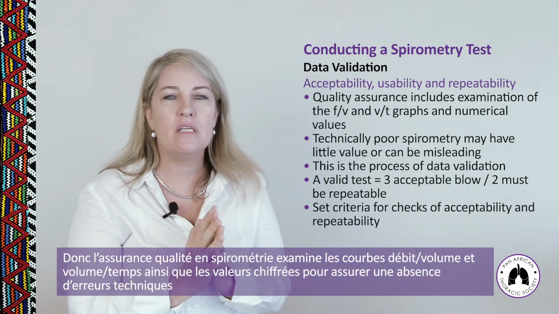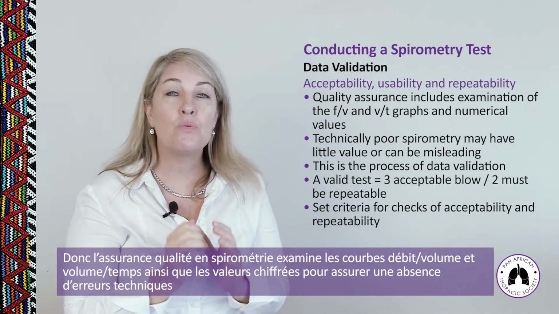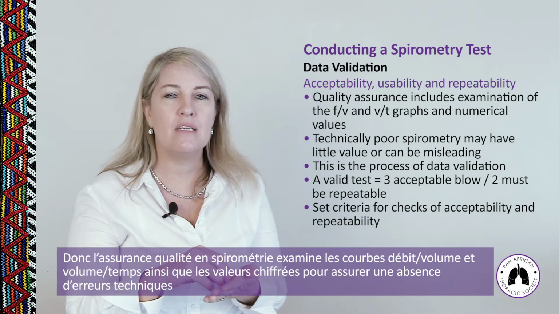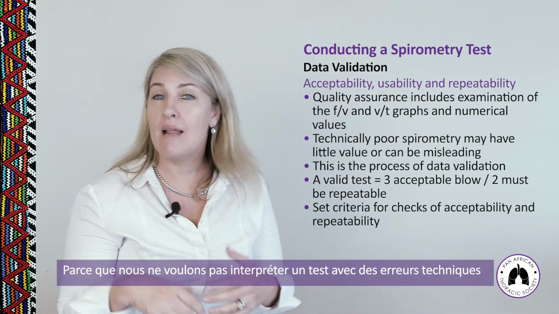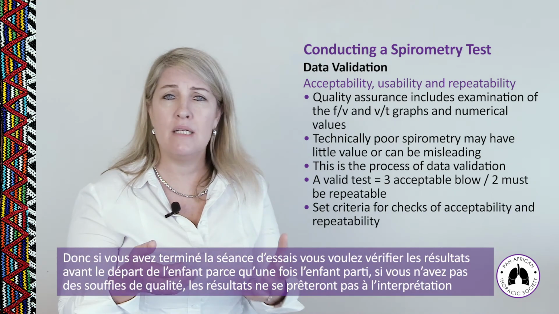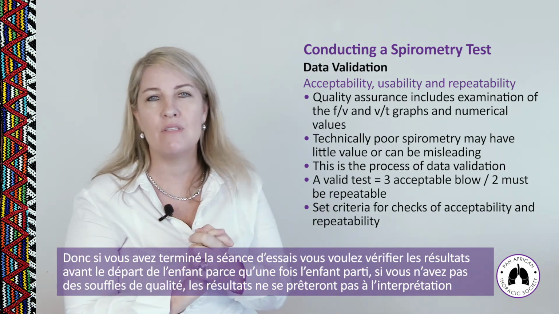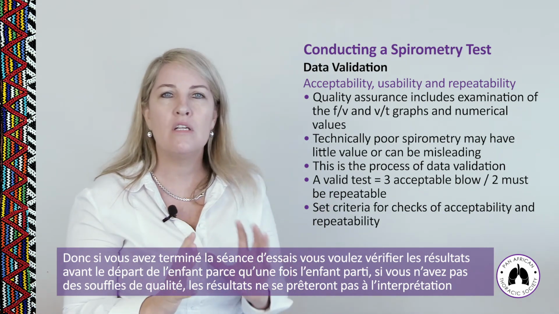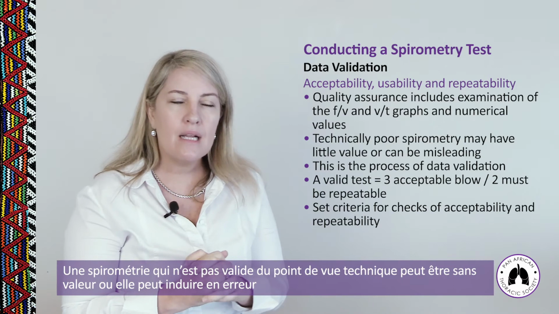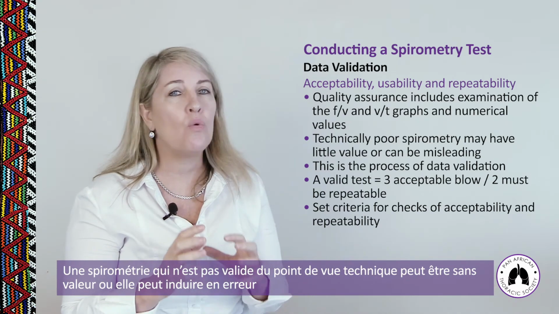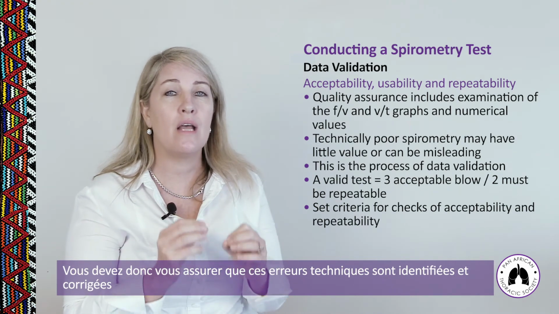So spirometry quality assurance includes examinations of the flow volume and volume time graphs, as well as the numerical values of the test for evidence of technical errors, because we don't want to be interpreting a test that has technical errors. So if you finished with the testing session, you want to look at that result for validity before that child leaves. Because once they've left, if you don't have quality blows, they're not going to be useful for interpretation. So technically poor spirometry may have little value or it can be misleading. So you need to be sure that those technical inaccuracies are noted and corrected.